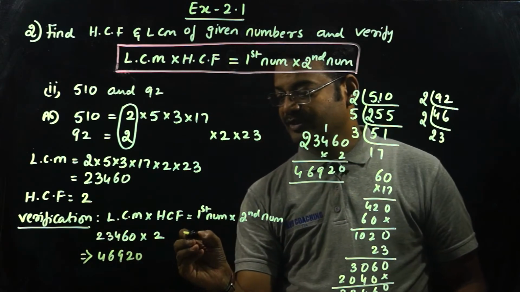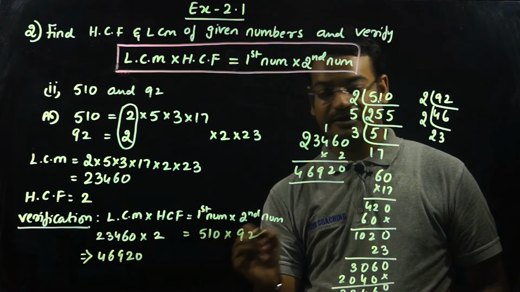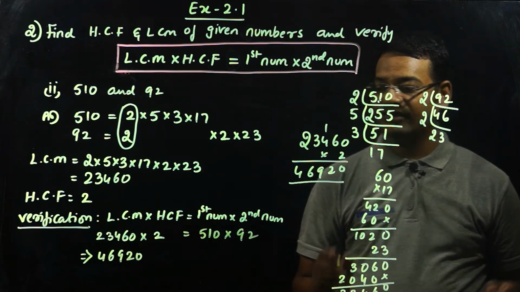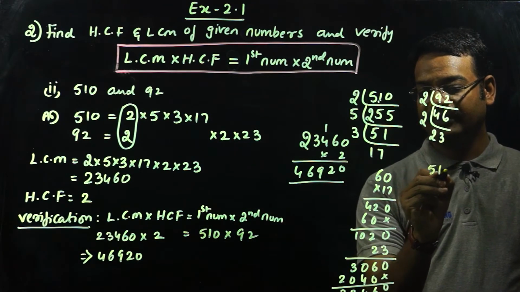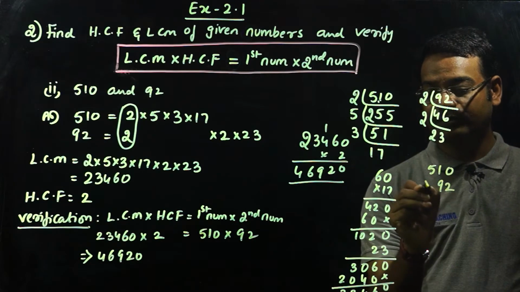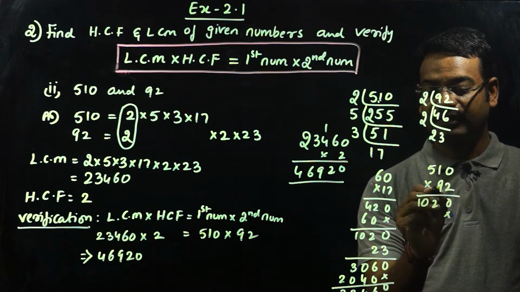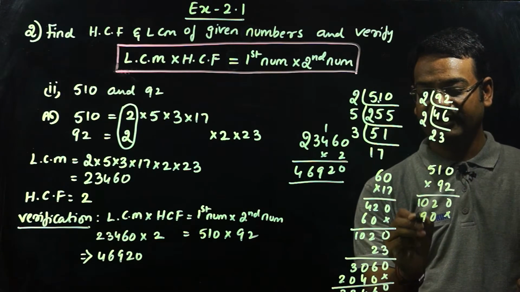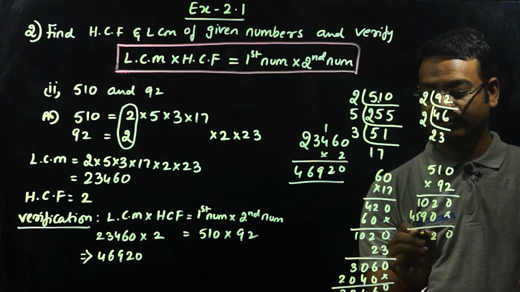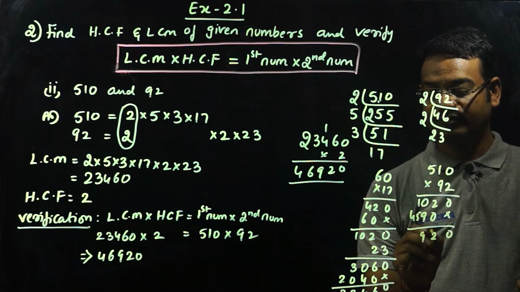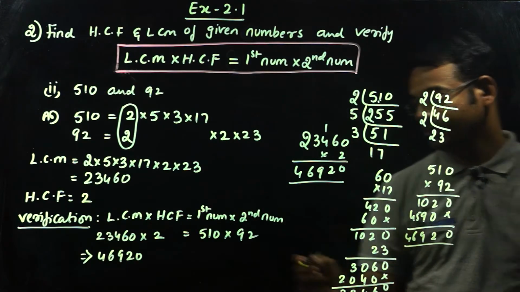Now first number is 510, second number is 92. If we multiply 510 and 92, 2 1s are 2, 2 5s are 10. So again 9 1s are 9, 9 5s are 45. So if we add, we get 46920.